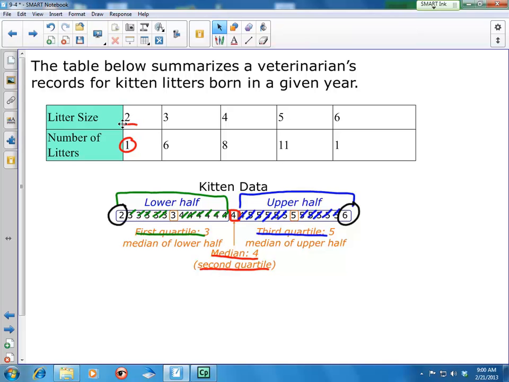Now, finding those numbers, that's the hard part. I say the hard part. That's the part that requires the most work. It's not hard if you can find the median.